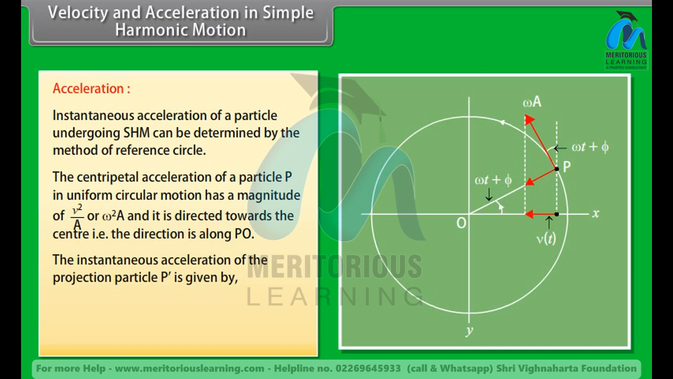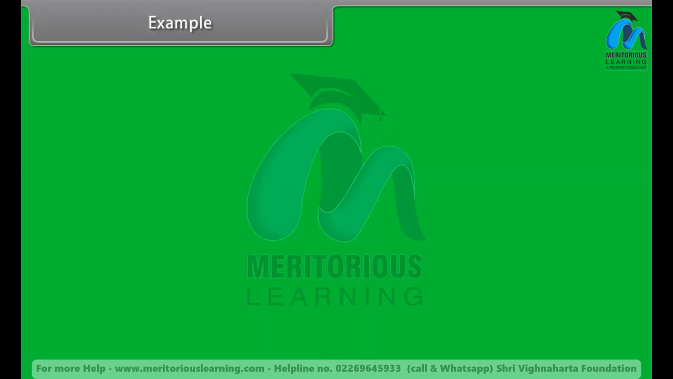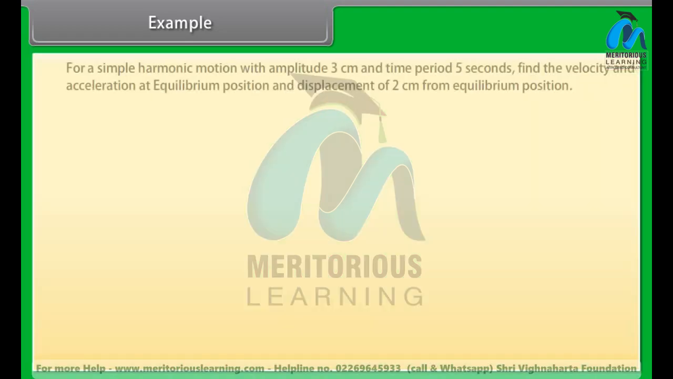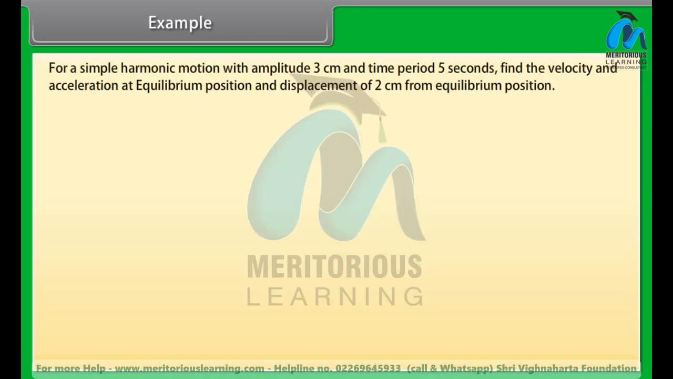The instantaneous acceleration of the projection particle P' is given by a(t) = -ω²A cos(ωt + φ) = -ω²x(t). Example. Let us take an example of velocity and acceleration in simple harmonic motion. For a simple harmonic motion with amplitude 3 cm and time period 5 seconds, find the velocity and acceleration at equilibrium position and displacement of 2 cm from equilibrium position. Let us see the solution.